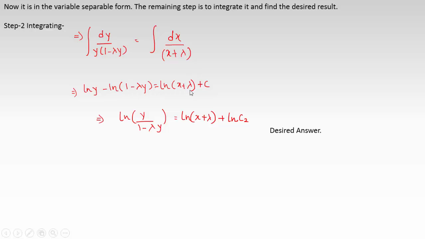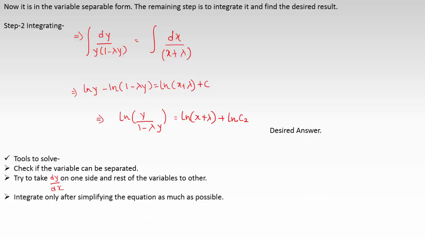So we get our result: ln y minus ln (1 minus lambda y) is equal to ln x plus lambda y plus c. So we can rearrange it and we get our desired answer like that: ln of y upon (1 minus lambda y) is equal to ln x plus lambda plus ln c2.